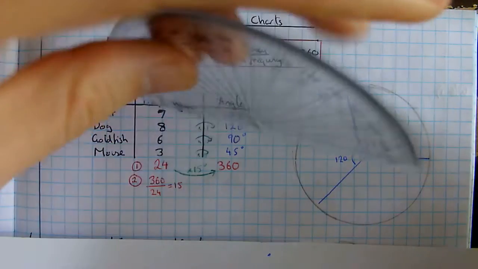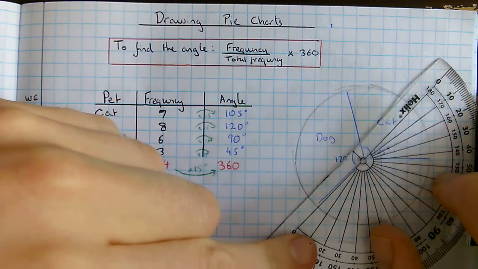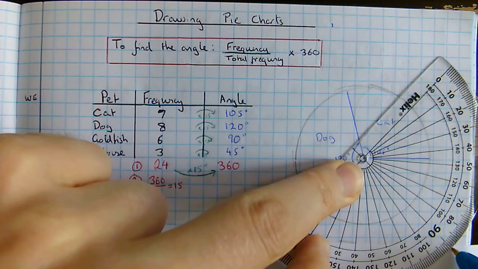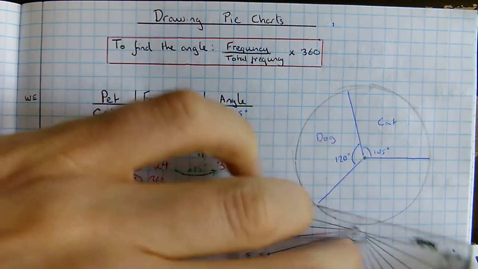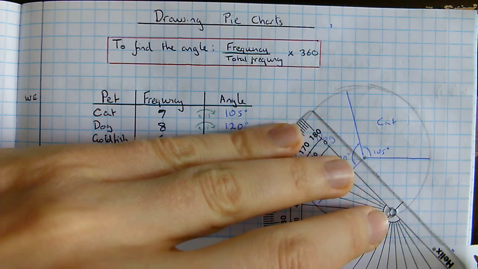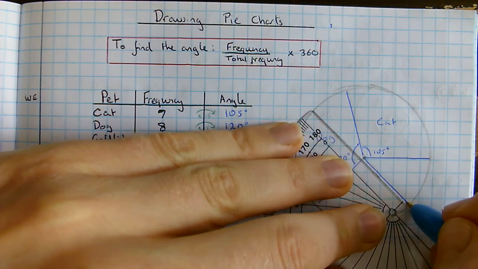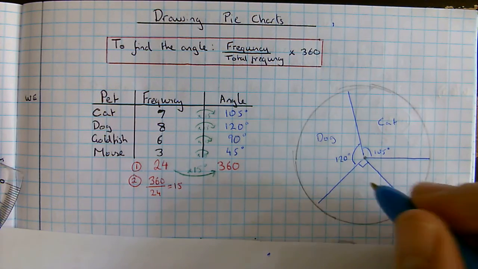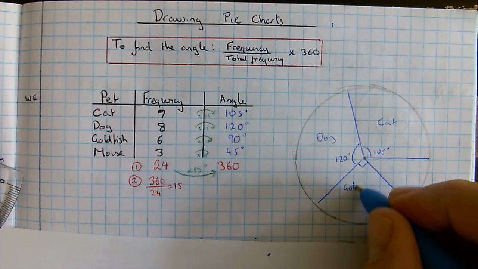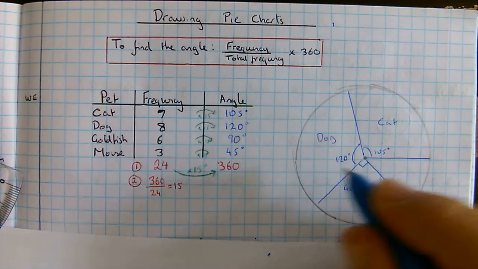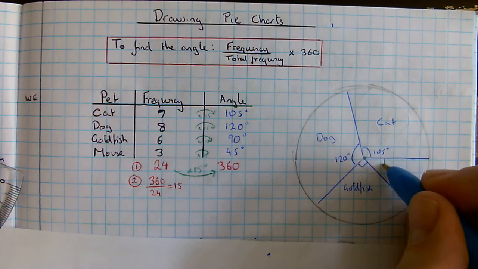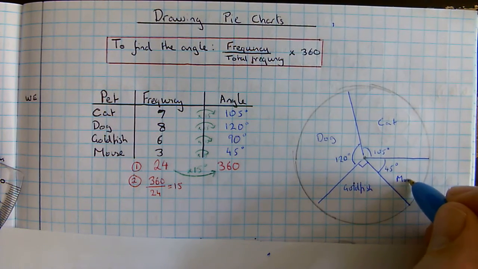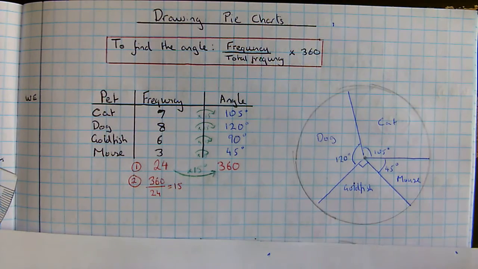Again, measuring from here around to 90 degrees, takes me down to here, that's my 90 degrees. Draw my line from my centre to the outside of my circle for 90 degrees. I can just mark that with my symbol for a right angle, and it's goldfish, and I don't even need to measure the last one because I know that that must be 45 degrees because they've added up to 360, and that's my mouse. There's my fully complete pie chart.